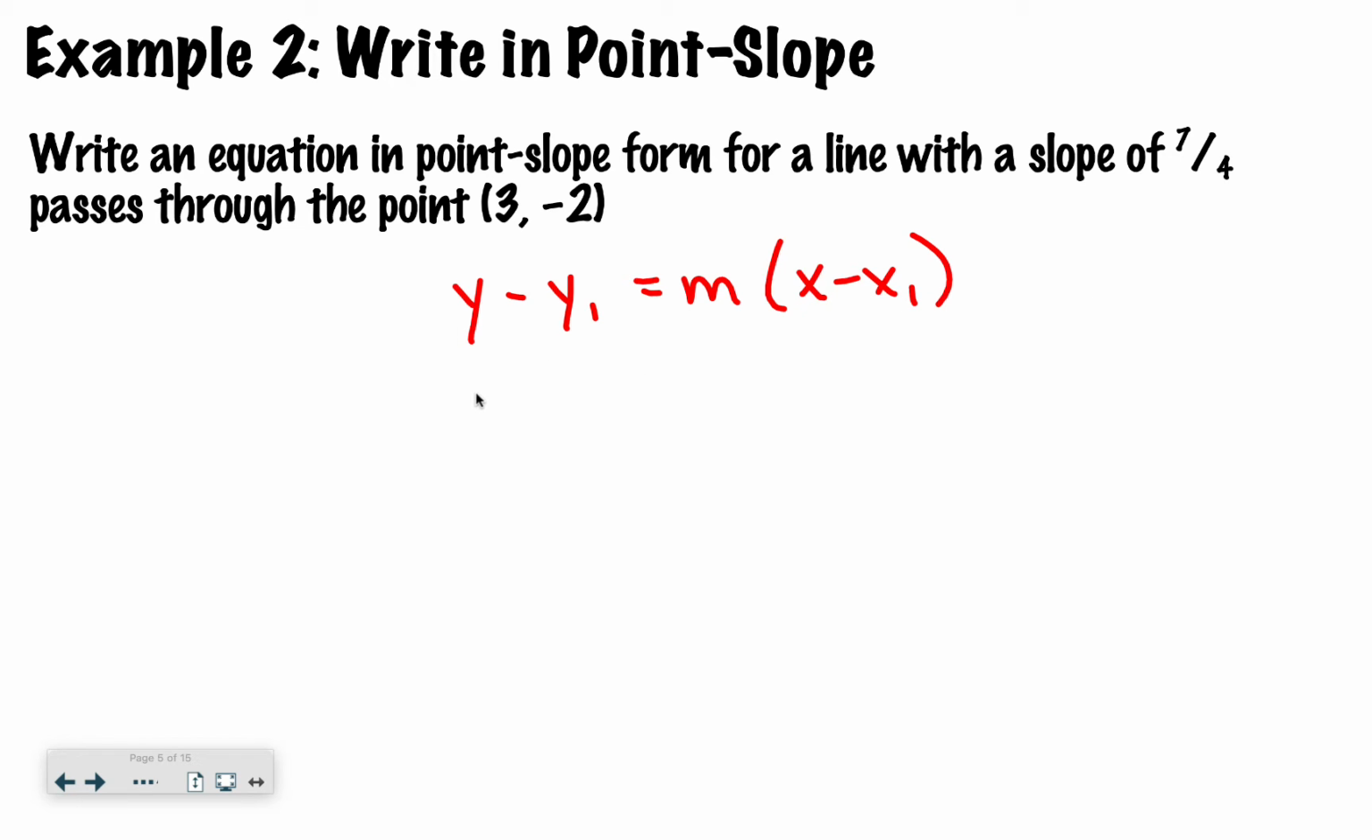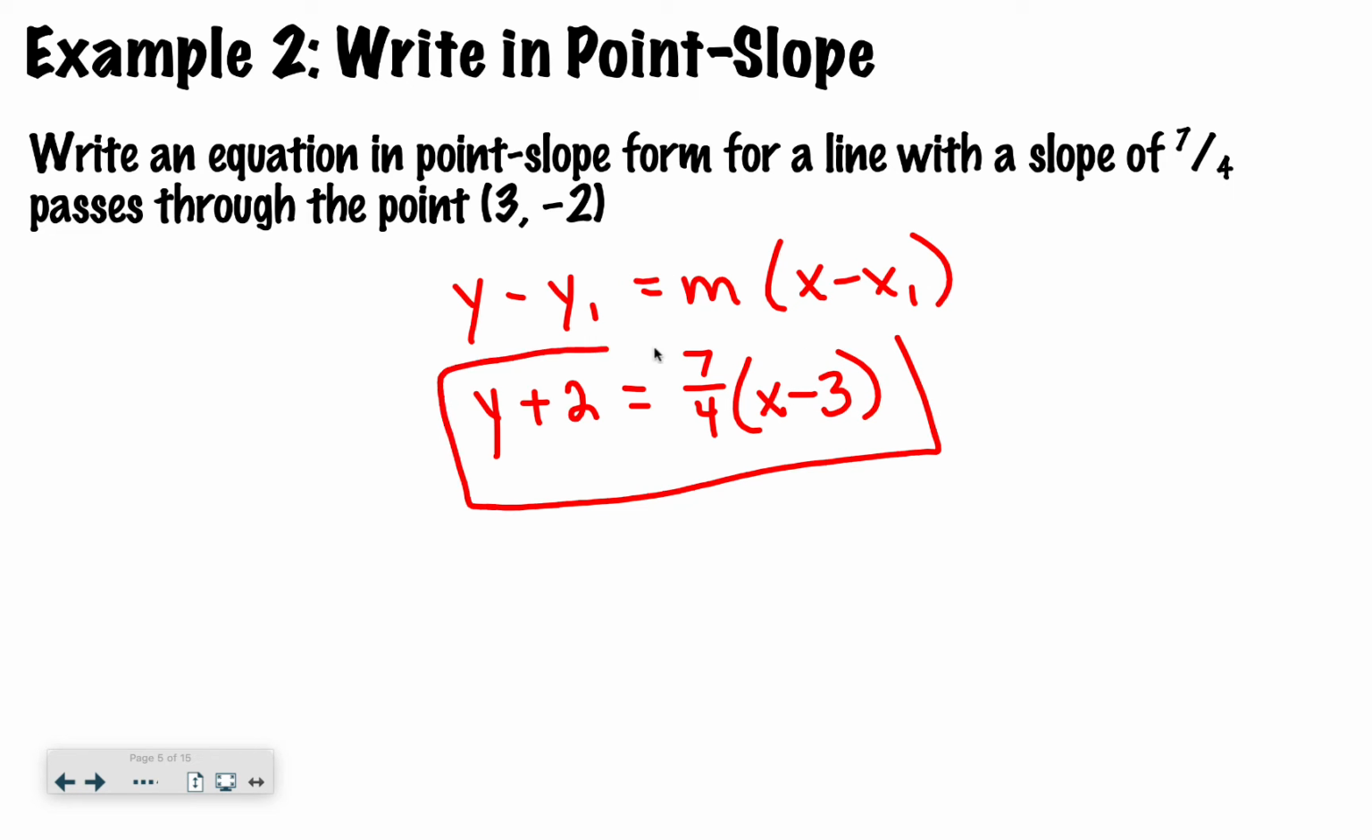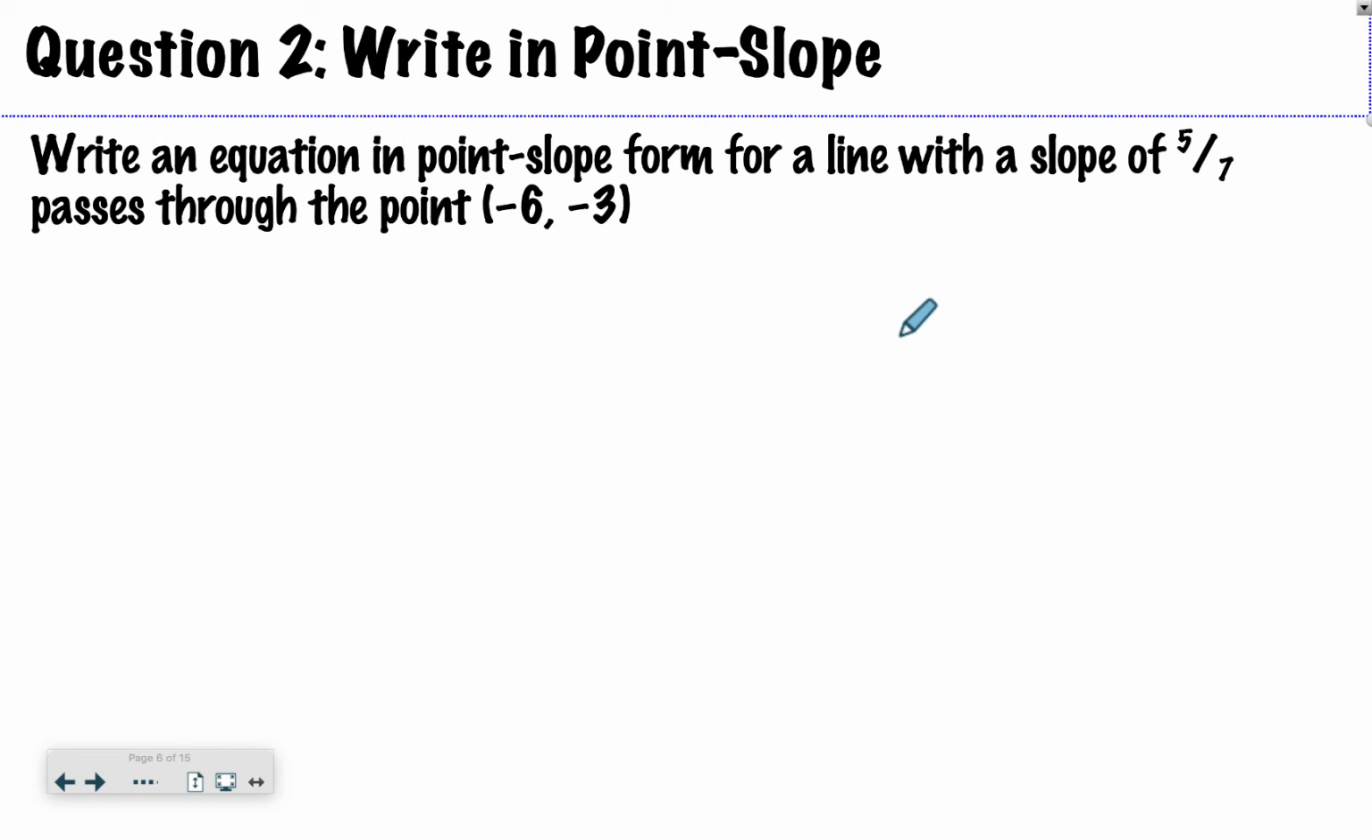Okay, so then I have y minus a negative 2. So y minus negative becomes plus, equals my slope, so 7/4 times x minus 3. And that's it. I'm done writing my equation in point slope form. So why don't you go ahead and take this information and write an equation in point slope form.